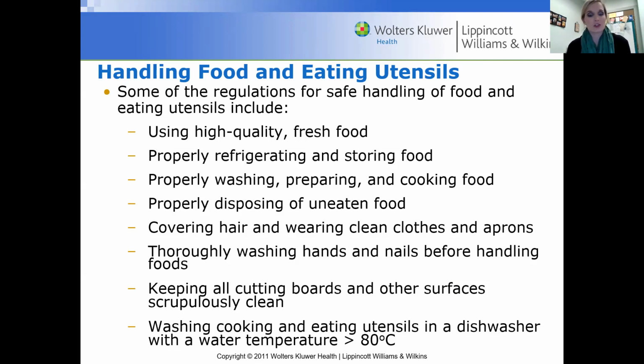Keeping all cutting boards and other surfaces scrupulously clean, and then washing, cooking, and eating utensils in a dishwasher with a water temperature that goes above 80 degrees Celsius. So making sure that it's at that really high temperature, make sure that it's going to kill any pathogens. Washing utensils just in a sink with hot water, no matter how hot that water can get, it's not going to be hot enough to kill those germs. Instead, putting it in a dishwasher, dishwashers typically get to really high temperatures. And that's going to help to sterilize those utensils.